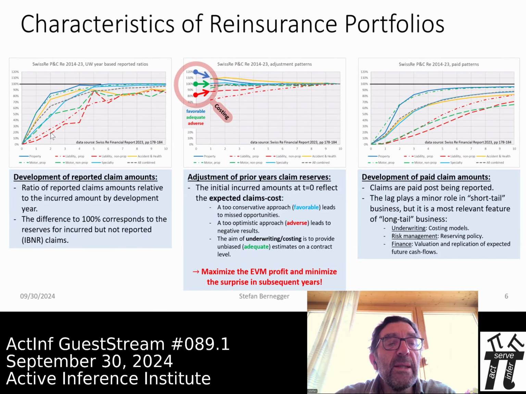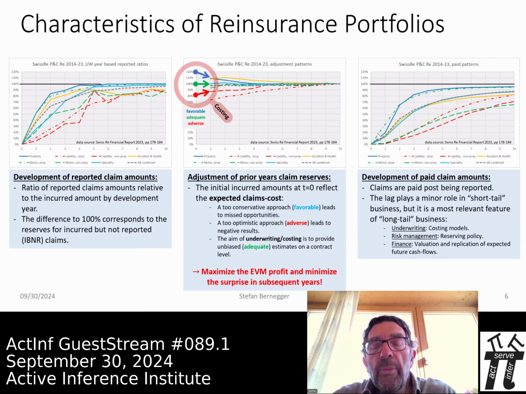Now, what is this development which I'm showing here? This chart shows which percentage of the claims is reported after 1 year. And we see in casualty, it's only about 10%. In property, it's maybe 50%. And then it takes maybe in casualty 10 years, or even longer, until all the claims have been reported. So this is just a reporting pattern, which is line of business dependent.